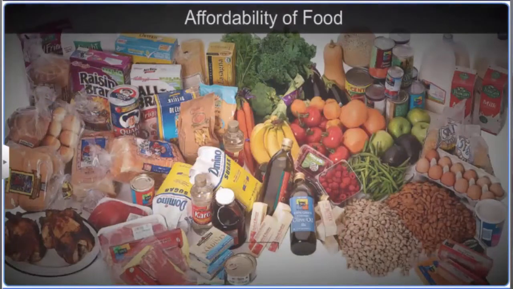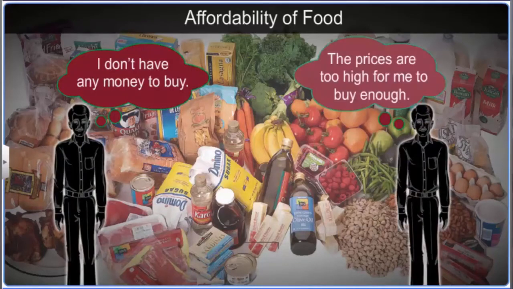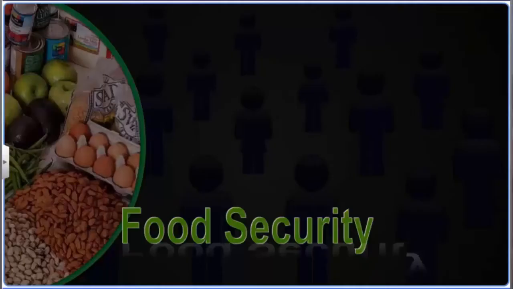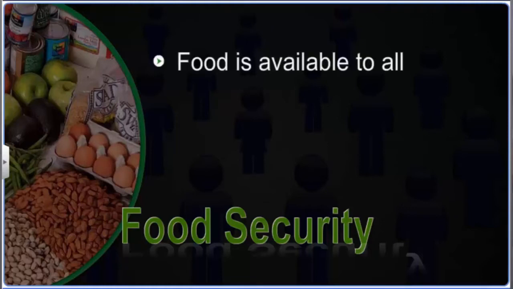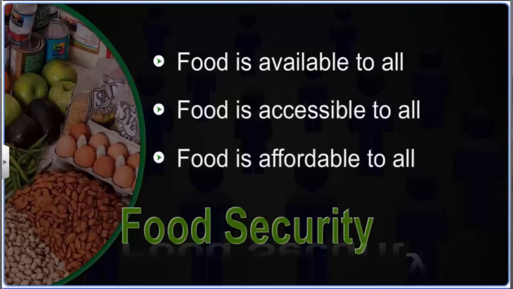Even if the food is readily accessible, it does not provide food security till the people have enough money to buy it. The capacity to buy food depends on the financial state of a person and the prices of food. Thus, food security exists when there is enough food available for all, the available food is accessible to all, and everybody can afford to buy sufficient food.